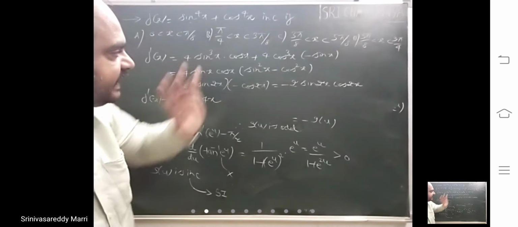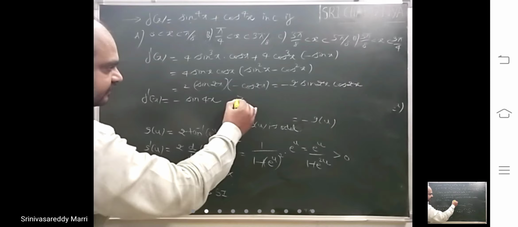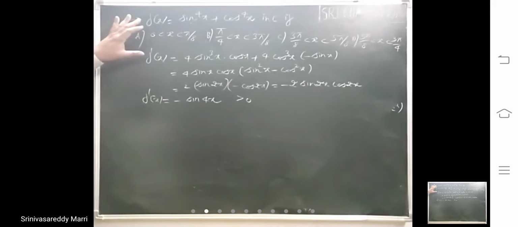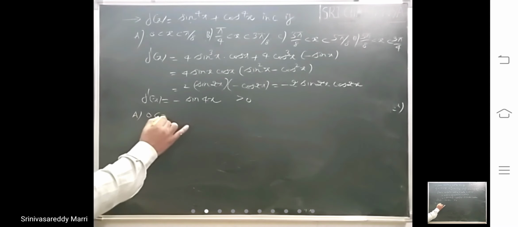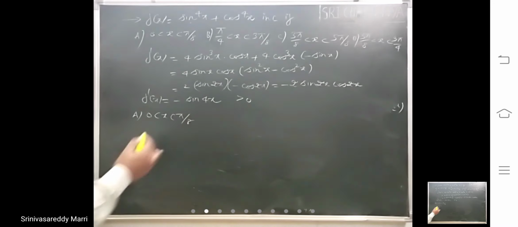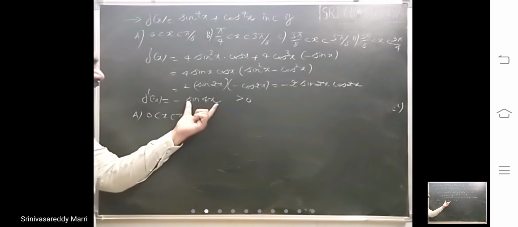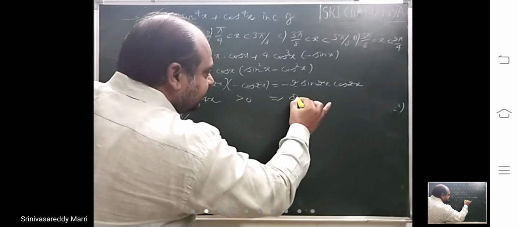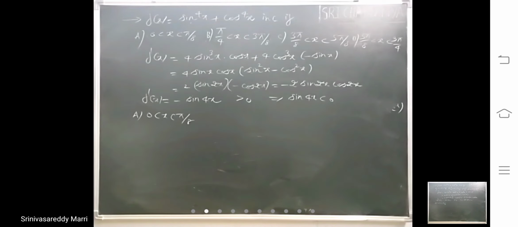So this f dash x must be positive. You have to trace out the interval in which this complete expression is positive. Such an interval you have to take. Suppose we proceed from the answers, it will be easy. Now look at the first option. Greater than 0 means sin 4x must be less than 0. Such type of interval you have to take.